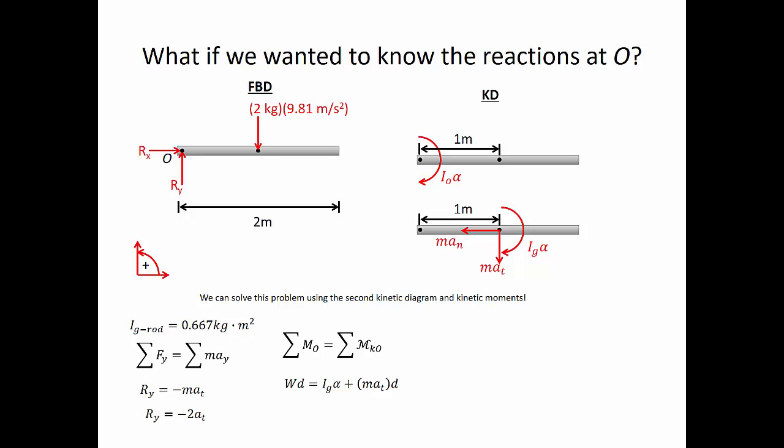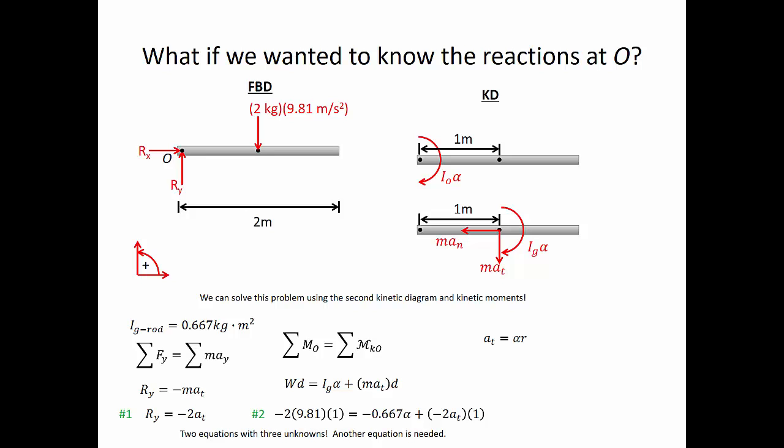In this case, the weight of the rod times the distance to the point of rotation, point O, is equal to the mass moment of inertia times the angular acceleration of the rod, plus the mass of the rod times the tangential acceleration of the rod, times its perpendicular distance to the point of rotation. Filling in what we know, we would get this equation, but we still have an alpha, an angular acceleration, and an a sub t, our tangential acceleration. If the sum of the forces in the y direction is our first equation, and this is our second equation, we have two equations and three unknowns, so we need another equation.